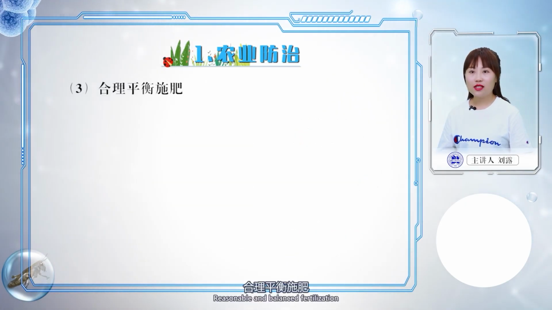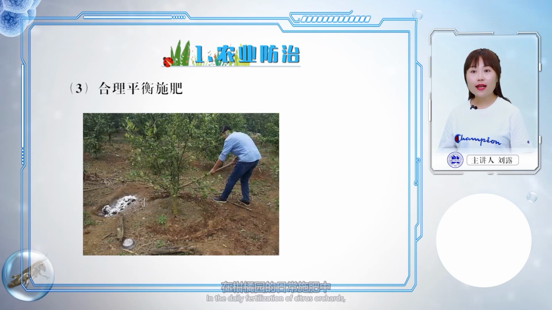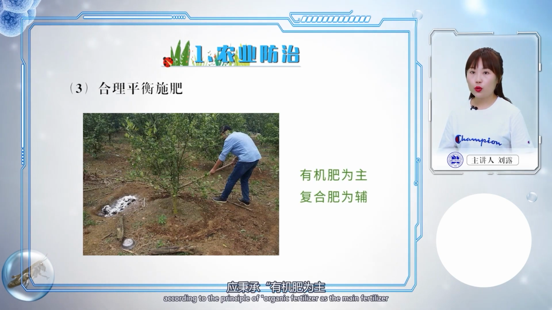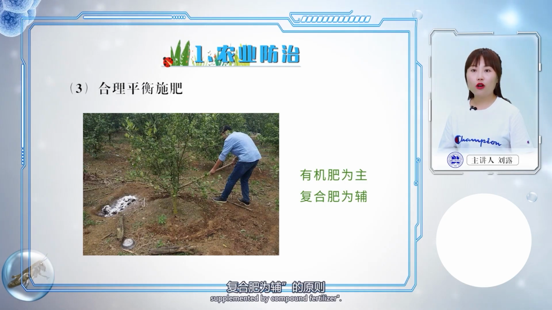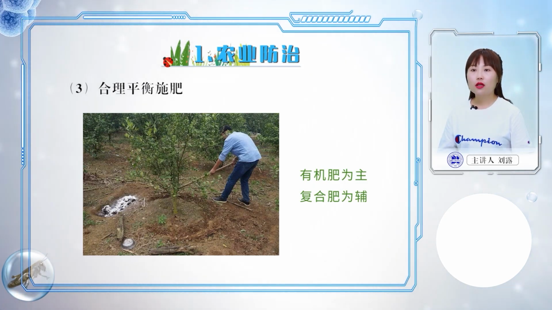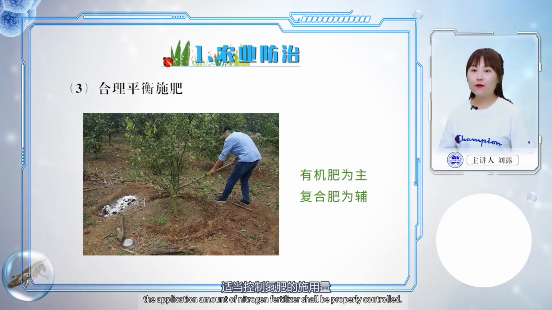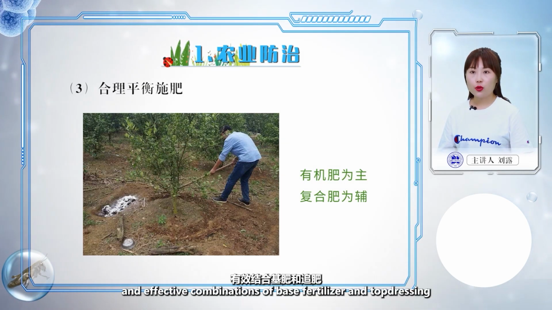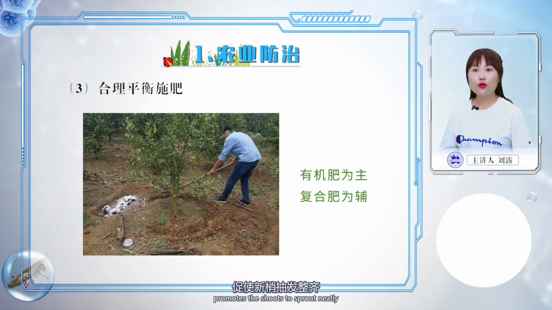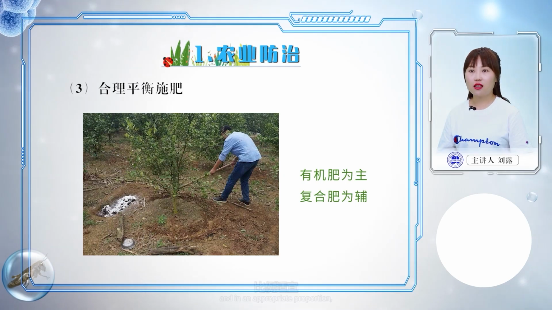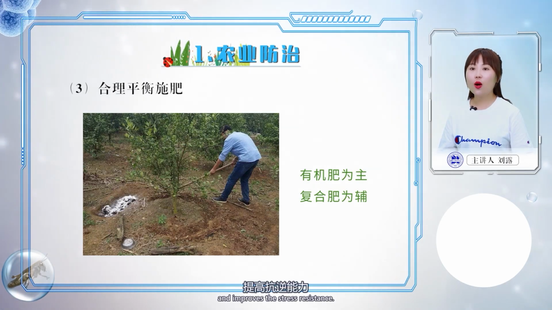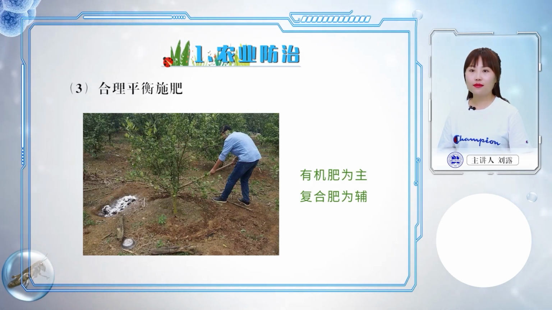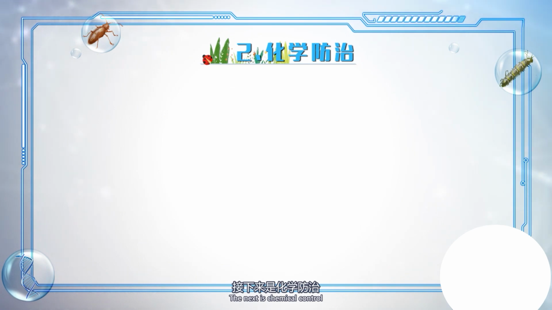3. Reasonable and balanced fertilization. In the daily fertilization of citrus orchards, according to the principle of organic fertilizer as the main fertilizer supplemented by compound fertilizer, the application amount of nitrogen fertilizer shall be properly controlled, effectively combining basal dressing and top dressing, promoting the shoots to sprout neatly, and in an appropriate proportion, continuously renewing the crown, restoring the tree vigor, and improving the stress resistance. The next is chemical control.